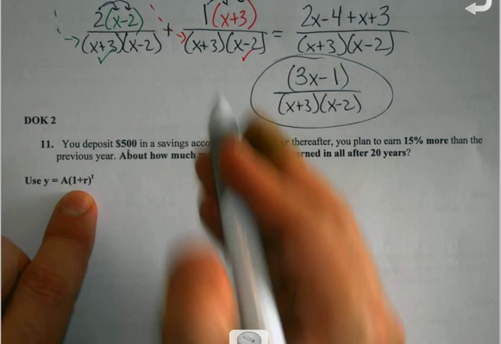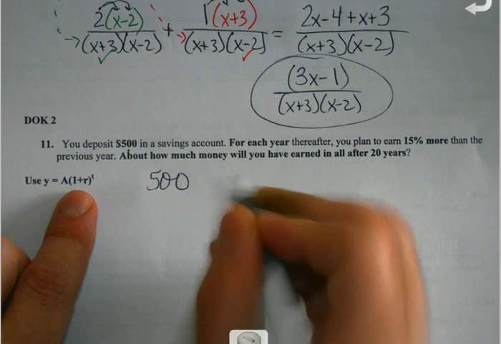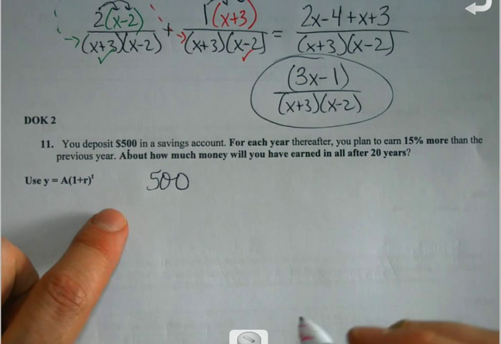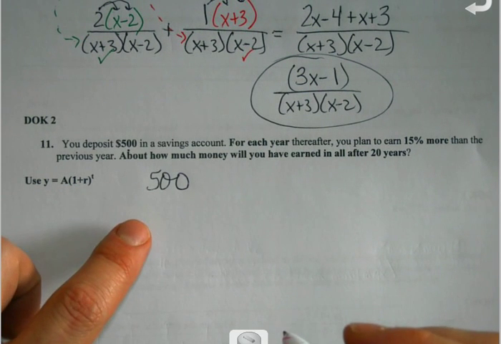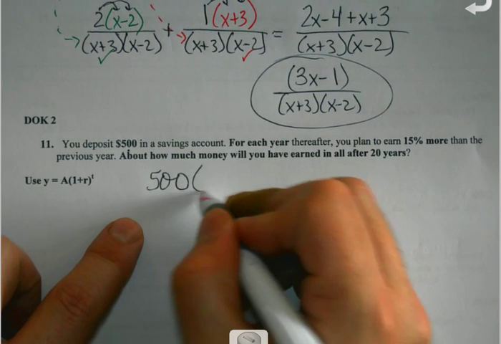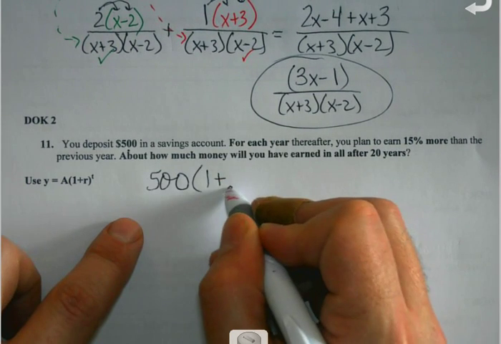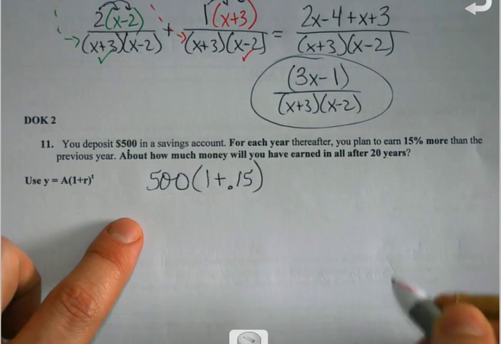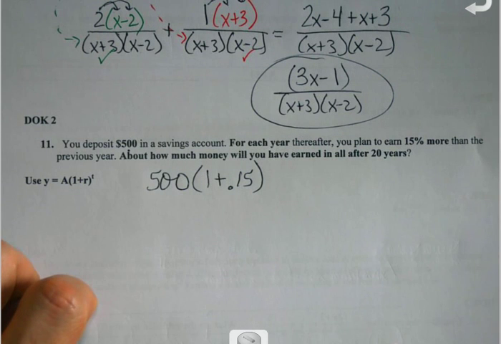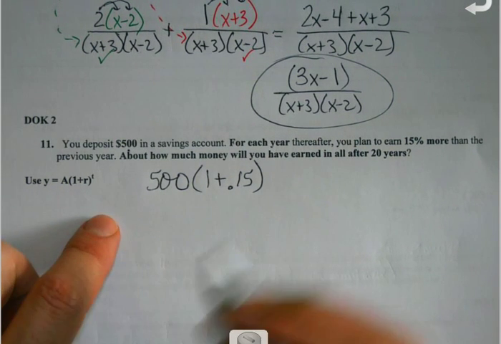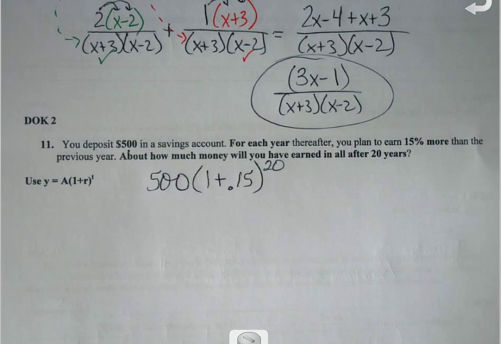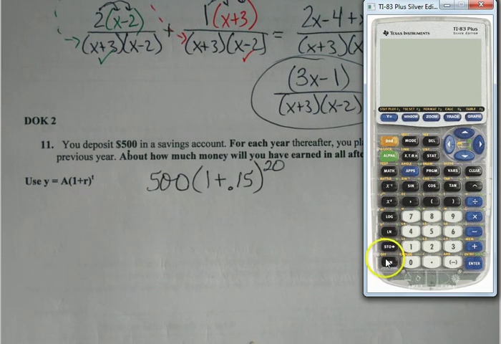Okay, formula given. You deposit $500, so that's what I start with, in a savings account. For each year thereafter, you plan to earn 15% more than the previous year. Okay, so 1 plus, remember, got to have the decimal form of my percentage. How much money will you earn in all after 20 years? So I have a time this time.